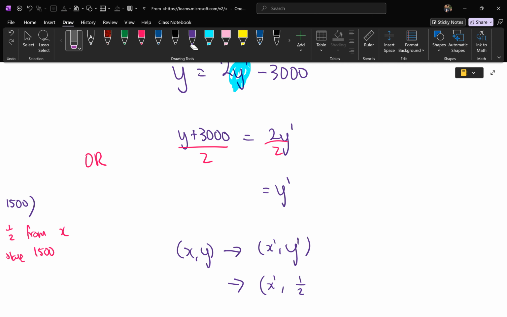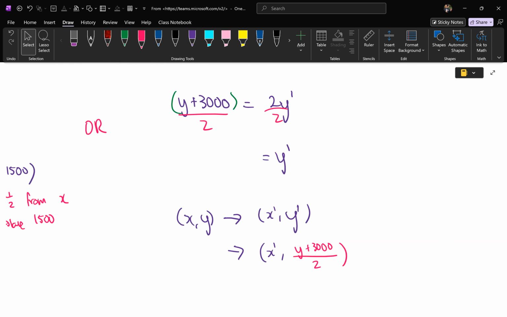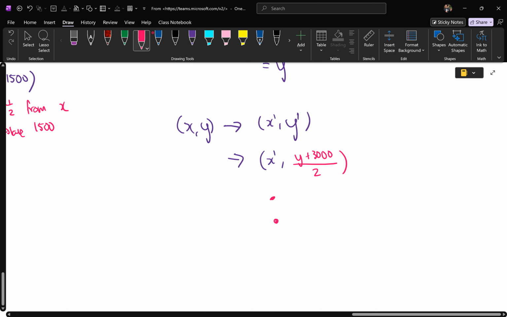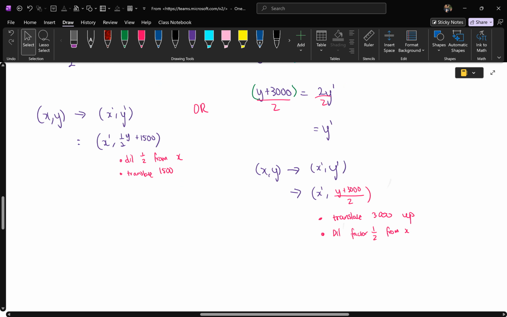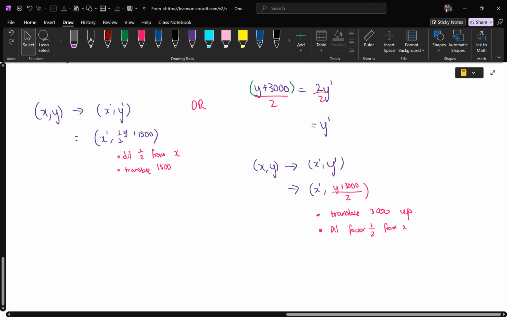So that means the transformation here is adding 3,000. So go up by 3,000. So you got y plus 3,000 first, and then you divide it by 2. So the transformation is you could also translate up first by 3,000 up, and then dilate factor of 2, or half, sorry, from x-axis. So those are your two possible answers because they wanted 2 steps, 2 transformation steps.